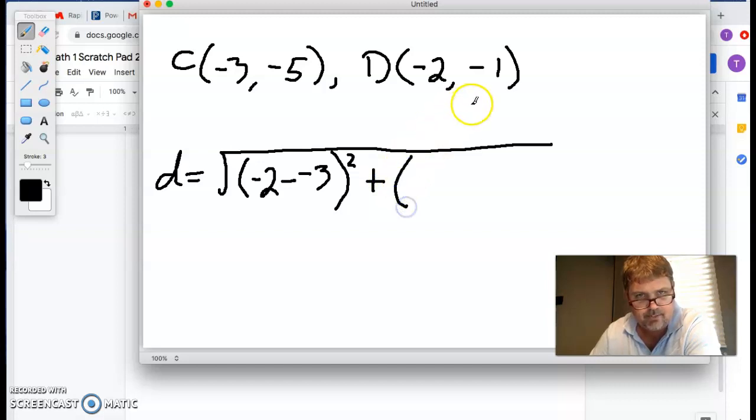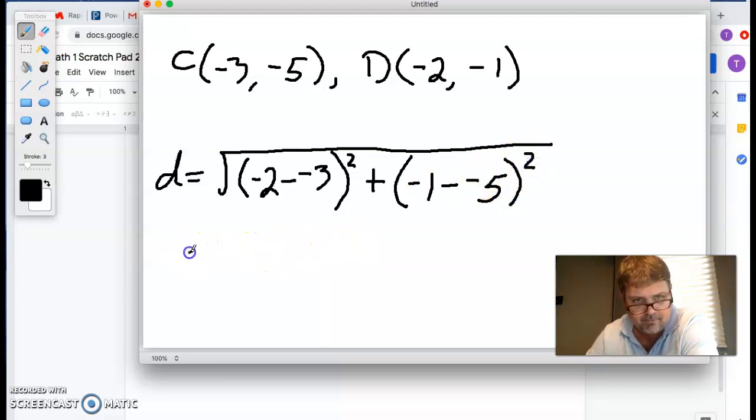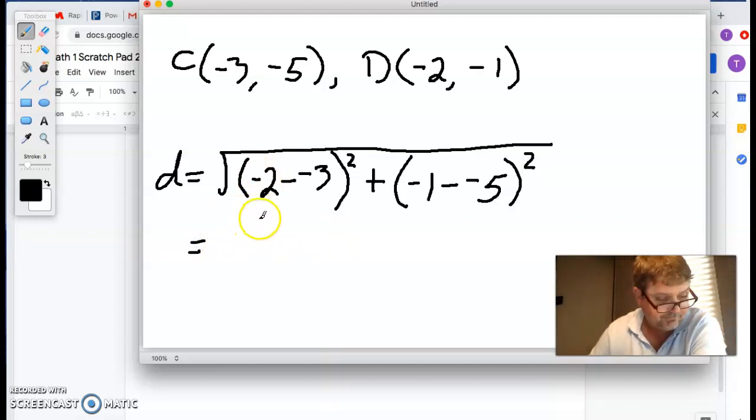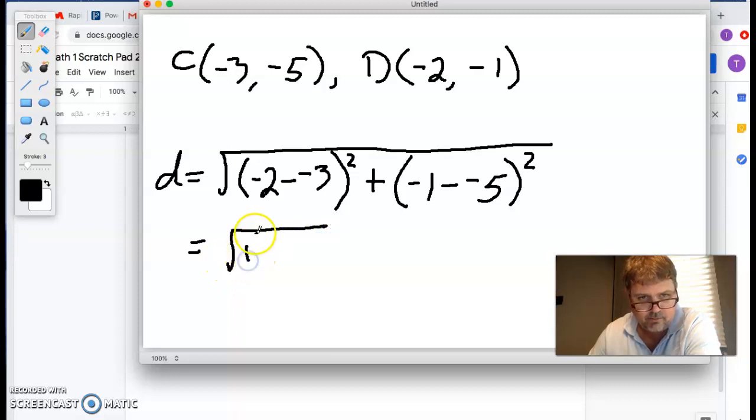Now we'll do the y's. -1 minus -5, square it. Now this is where a lot of people can make a mistake, if your arithmetic's not really good with your negatives. All right, -2 plus 3, because that's what happens here, is this becomes a 1. So that's actually 1 squared. And over here we got -1 plus 5, which is a 4.